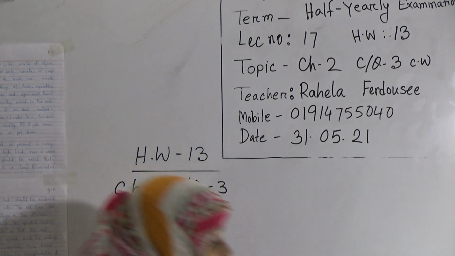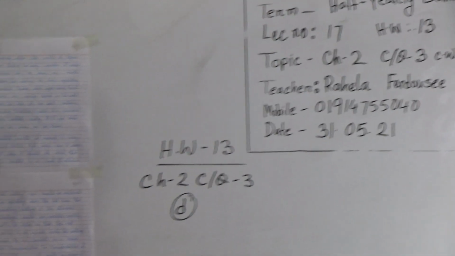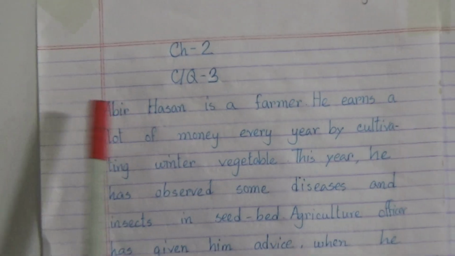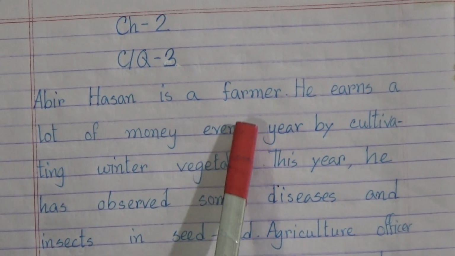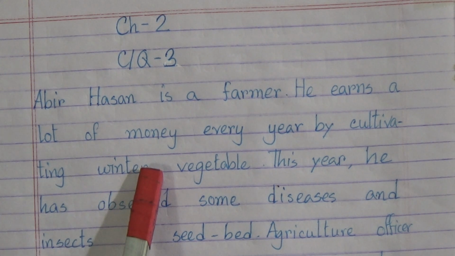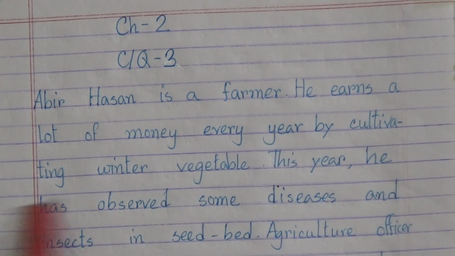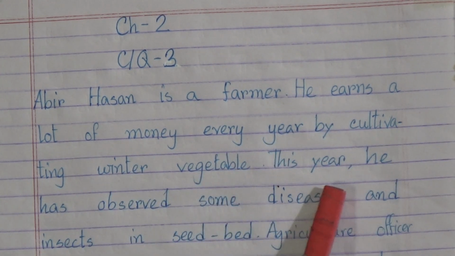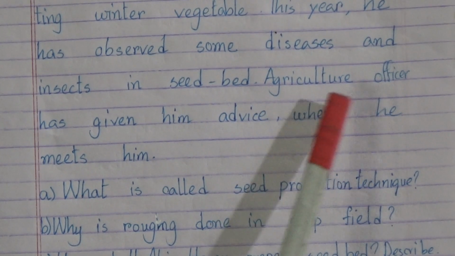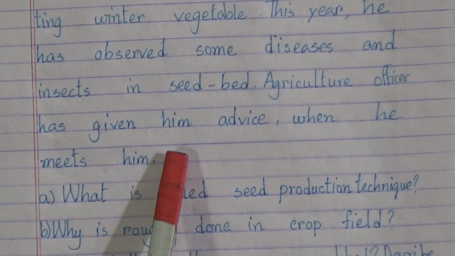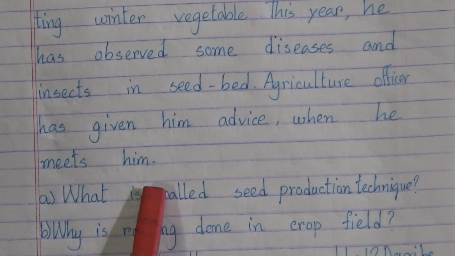My dear students, we have already finished our syllabus and this is an extra class for chapter 2 CQ 3. This is the chapter agricultural equipments. Now see the question. Abid Hassan is a farmer. He earns a lot of money every year by cultivating winter vegetable. This year he has observed some diseases and insects in seedbed. Agriculture officer has given him advice when he meets him.